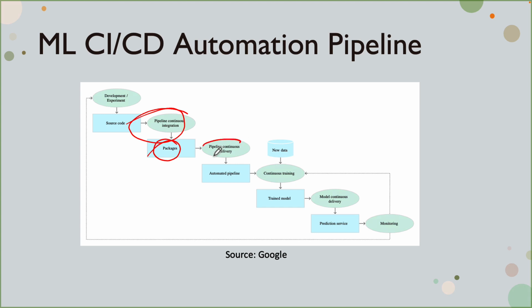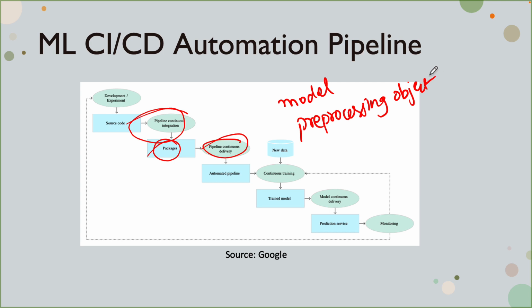And under pipeline continuous delivery, we are going to deploy the artifacts produced by the continuous integration stage to the target environment. Now let me give you an example for artifacts. It can be the model that has been trained, or if there is any variable that you have created which will help you to perform the pre-processing, like the one hot encoding. That variable which has learned from the training data set is a data pre-processing object. That will also be an artifact over here.